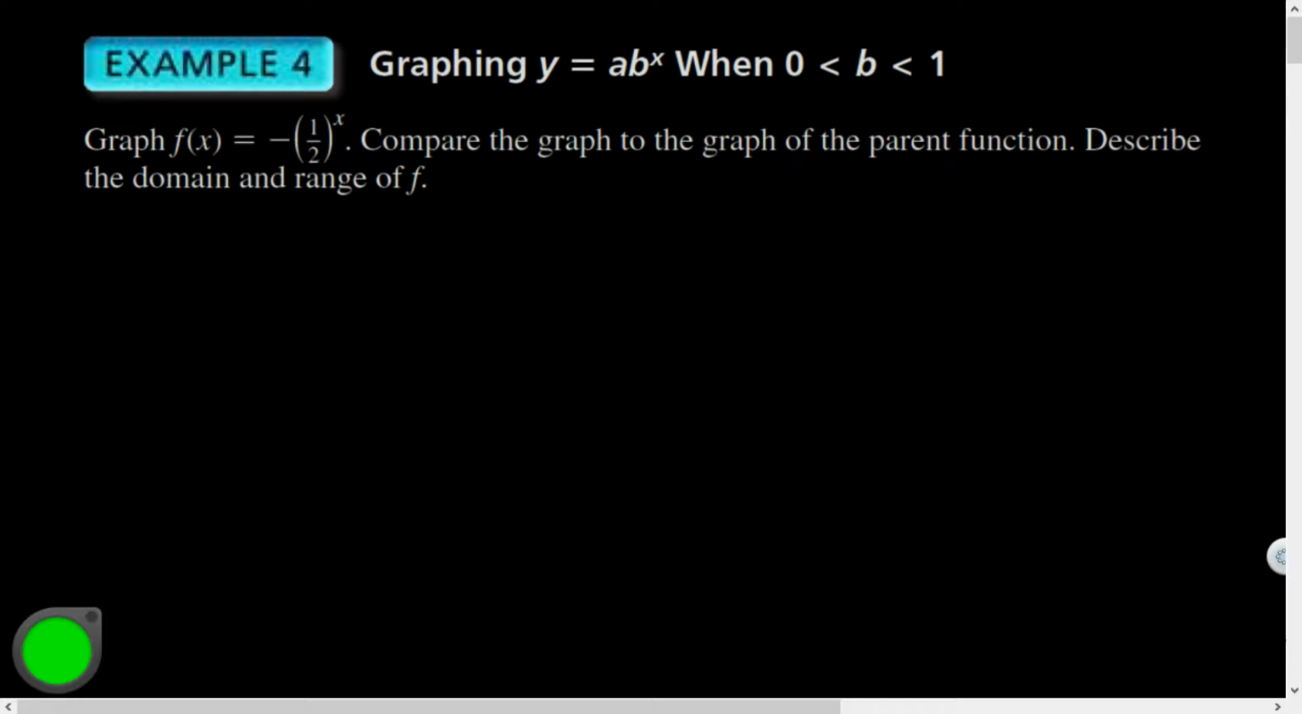So here we go. Let me see if I can open up this graph. It says graph the function negative 1/2 to the x. Compare the graph with the graph of the parent function. Describe the domain and range. I don't think we got to that the other day, so we'll describe the domain and range.